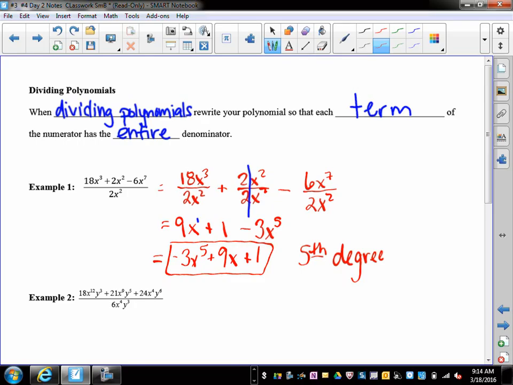Philip, based upon the number of terms, what's it called? Trinomial. Yes, this is a 5th degree trinomial.